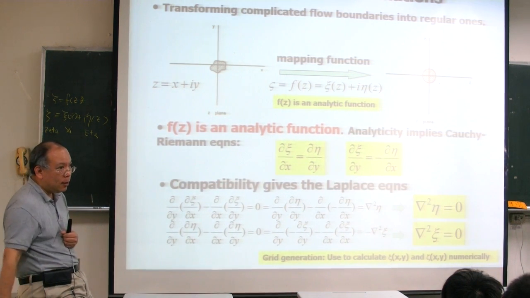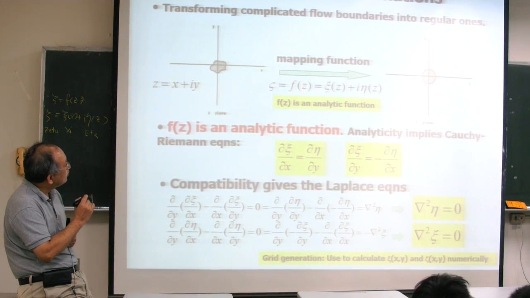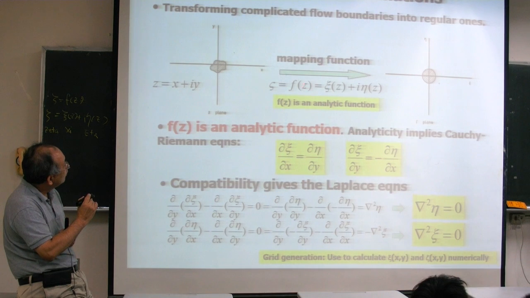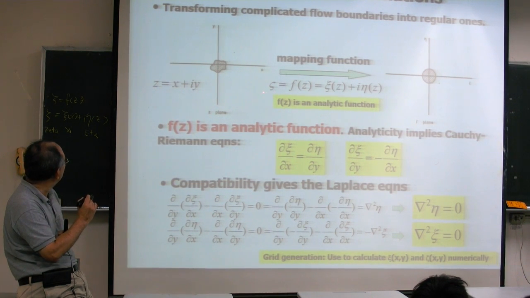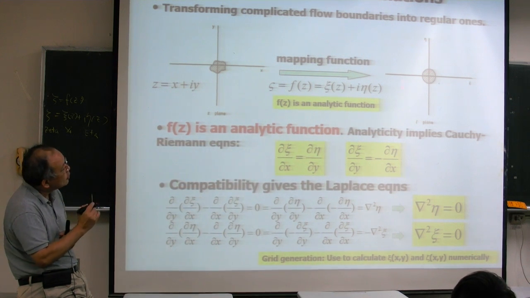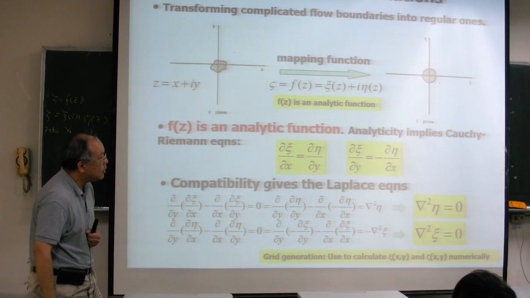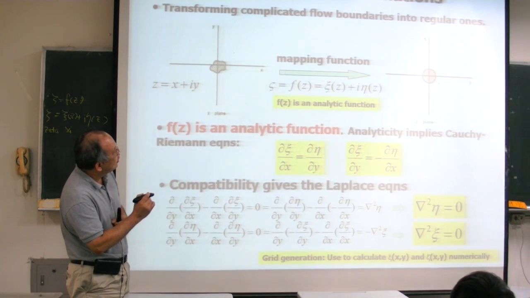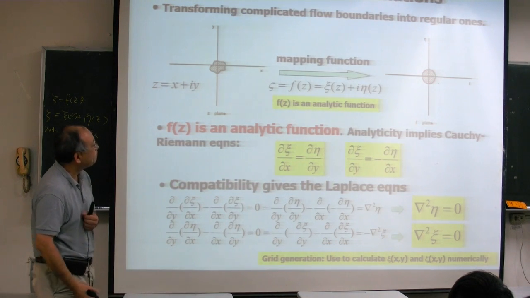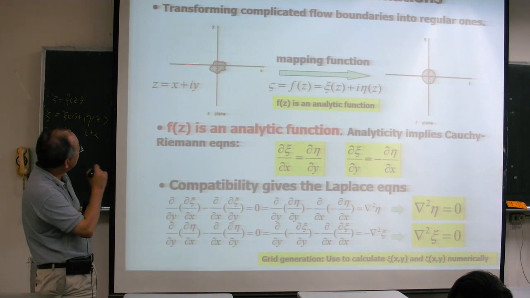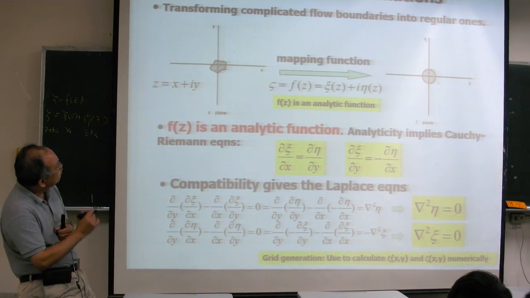Through this function, we can transfer this z plane to what? Transfer to the zeta plane. This is the zeta plane, and the zeta plane coordinate system is xi and eta, right? So X and Y are transferred to xi and eta through this mapping function.